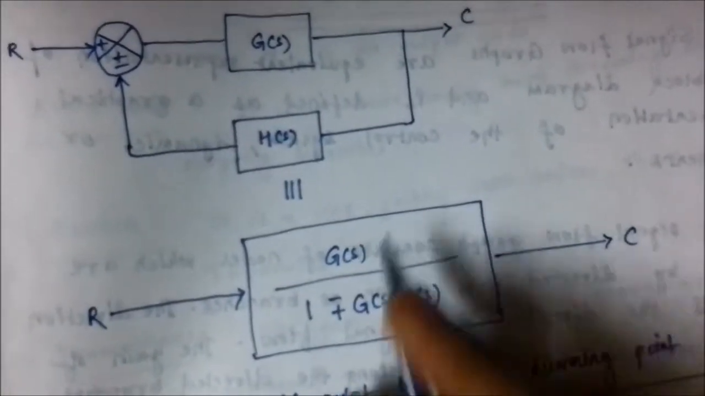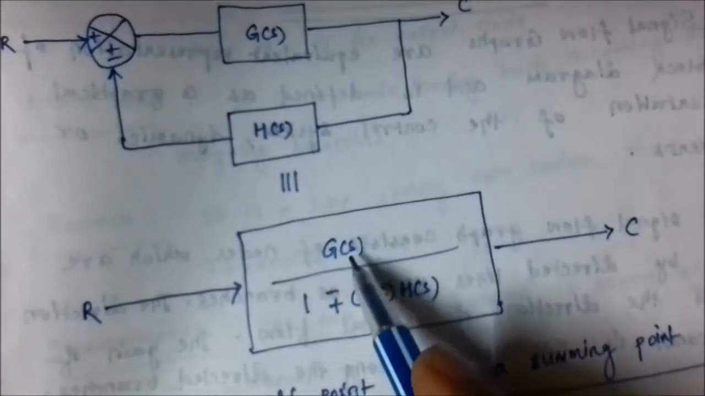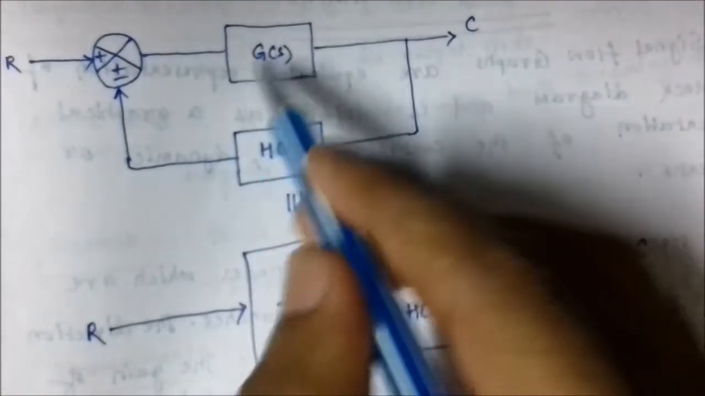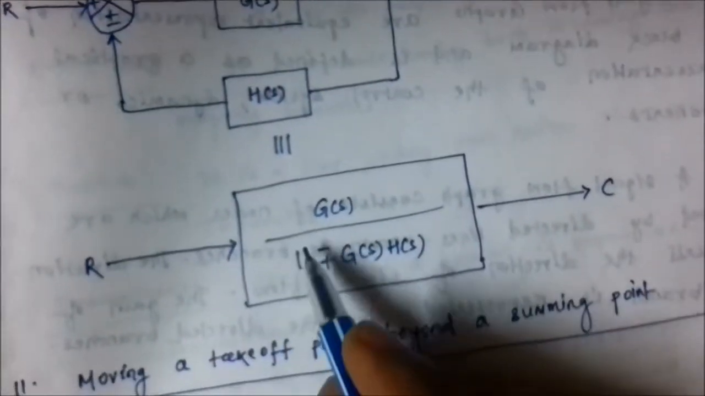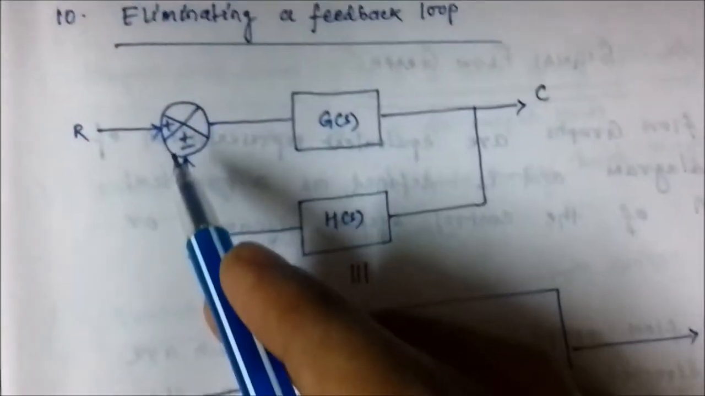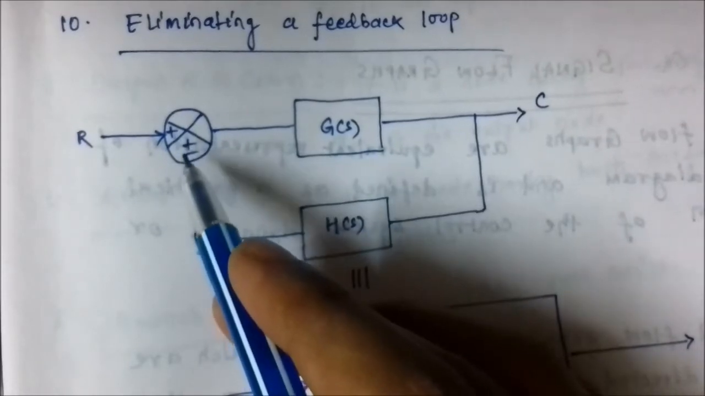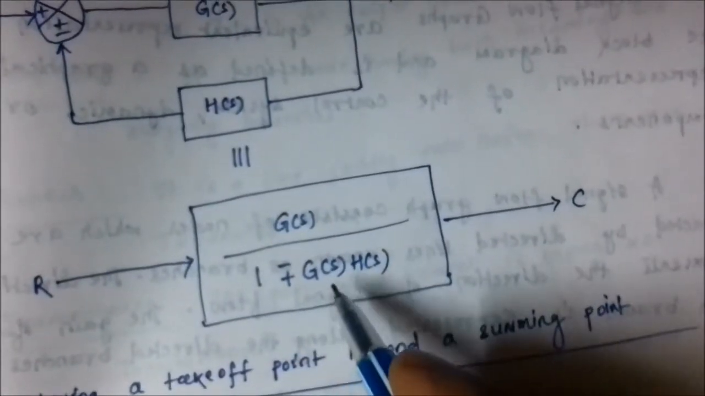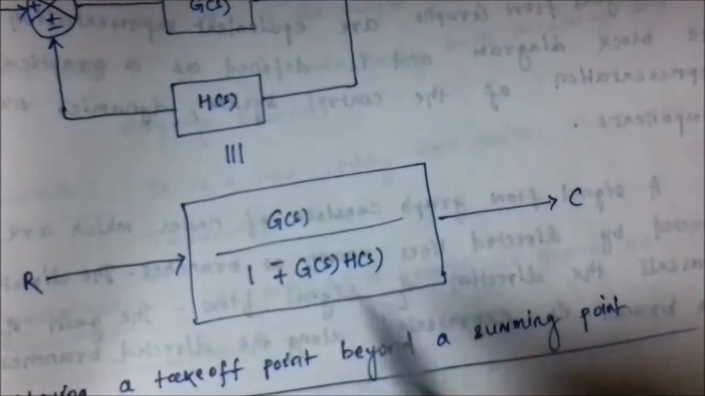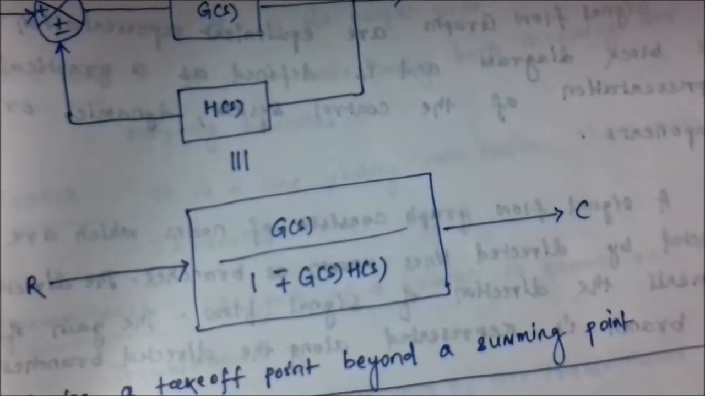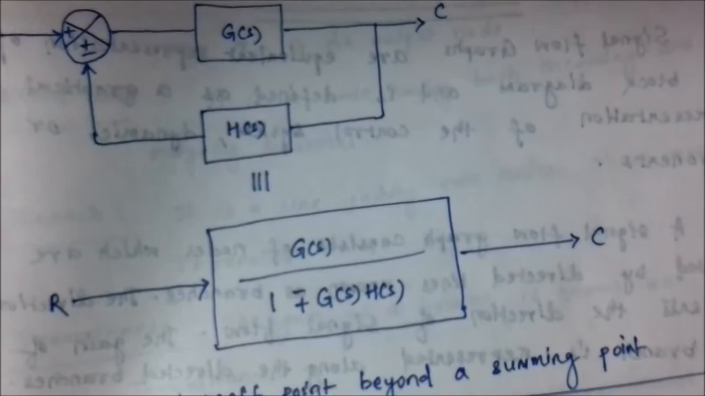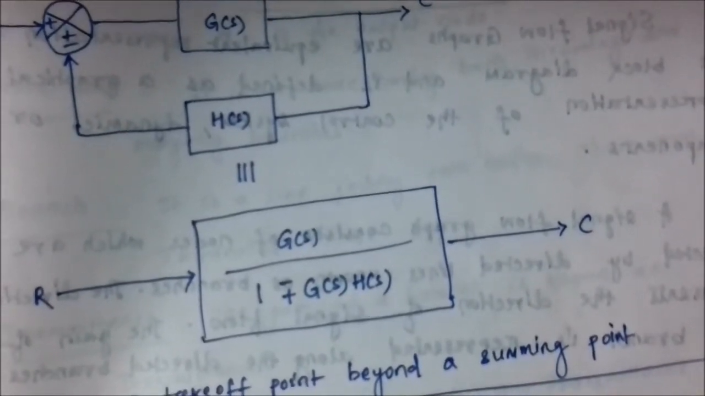So the formula is the forward path transfer function G(s), meaning the forward path gain block G(s), by 1 minus plus, depending on the reverse order of the sign here. If it's plus it becomes minus, if it's minus it becomes plus, whatever it is, just the reverse, into the product of the forward and the feedback block transfer functions: G(s) by 1 minus plus G(s)H(s).